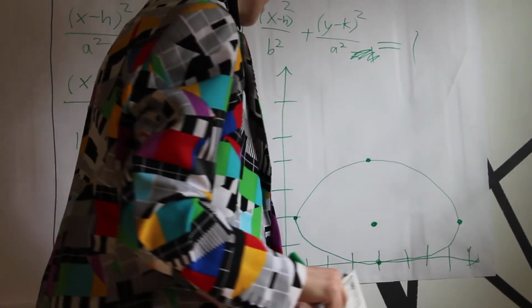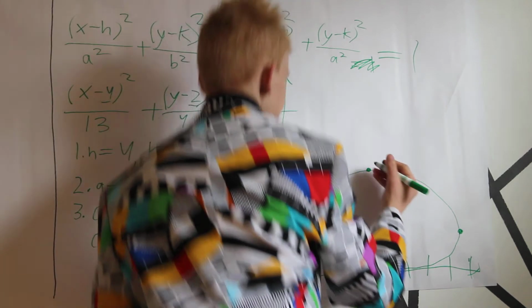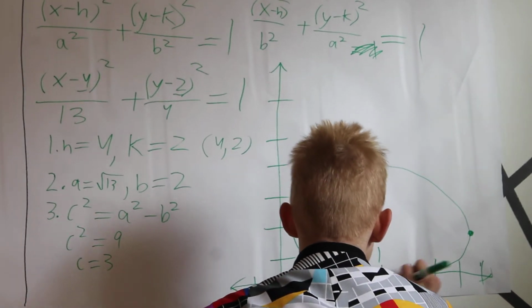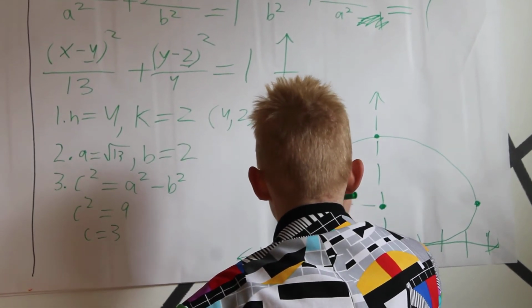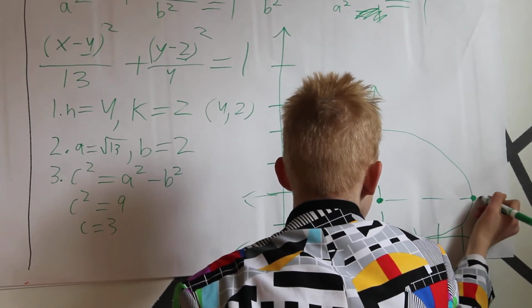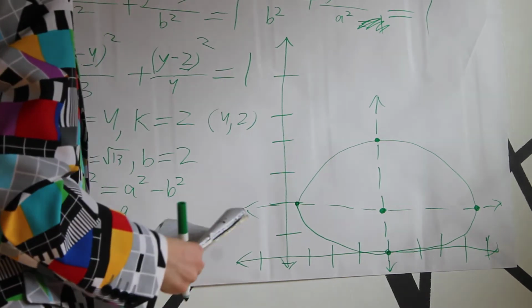This is the center. These are our different points. This right here is the co-vertex. And this is the vertex. And that's what's cutting our graph into 4 points.